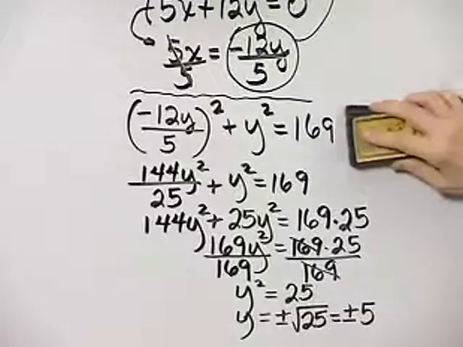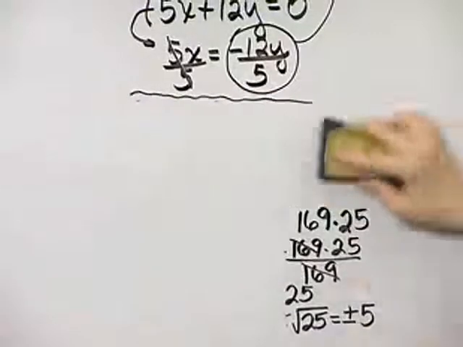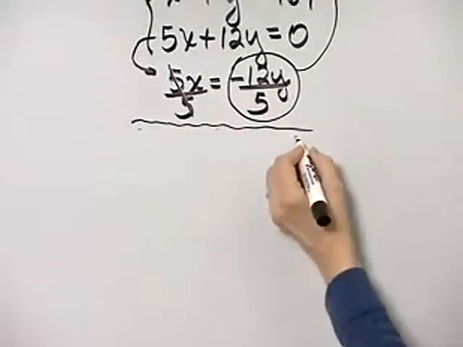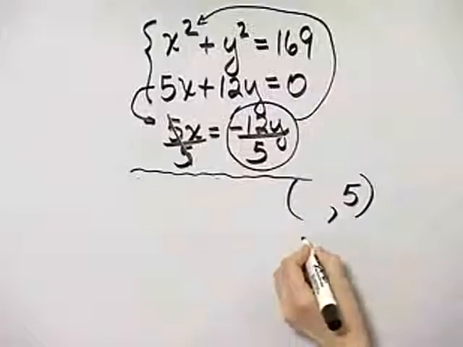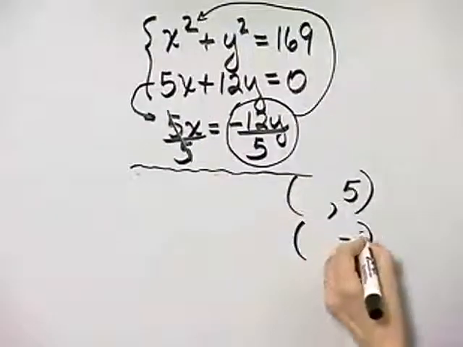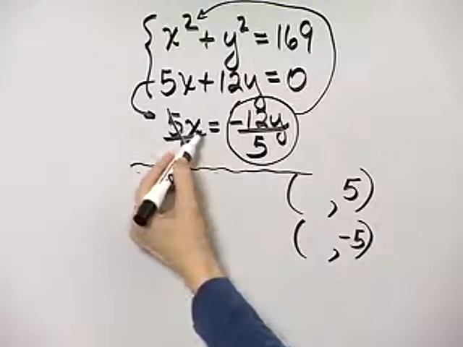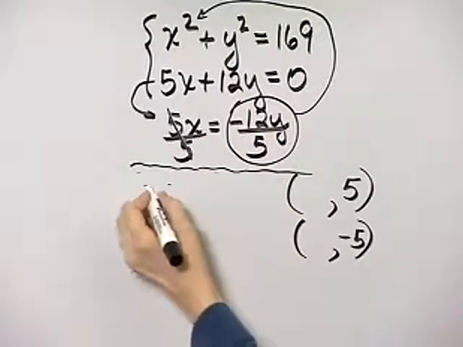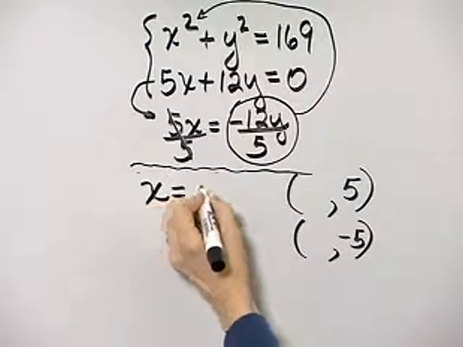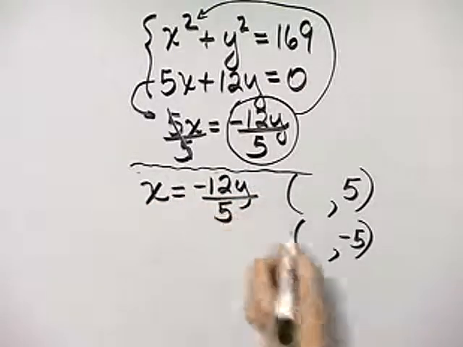And I'm going to erase this. So I know that y is plus or minus 5. I don't know what that gets me yet. Now y is either positive 5 or y is negative 5. Now remember, we learned that x is negative 12 times y over 5. Let me rewrite that. X is negative 12 times y over 5.